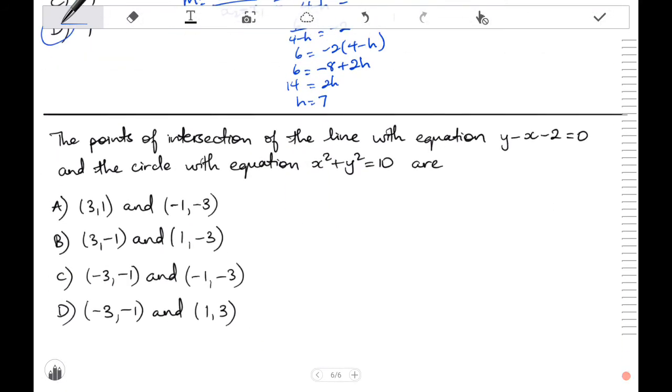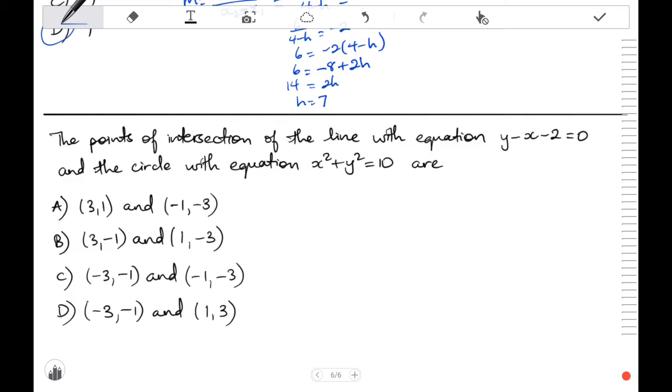One more question here before we finish off this video. The points of intersection of the line with equation y minus x minus 2 equals 0 and the circle with the equation x squared plus y squared equals 10 are. Now, in a long paper, in a paper 2, what you will do is write both these equations, make x or y the subject, and you solve simultaneously by substituting into this equation. Right? But for a multiple choice, the simpler thing to do is look for a pair of values that satisfies both equations.